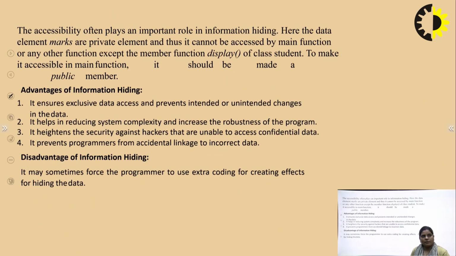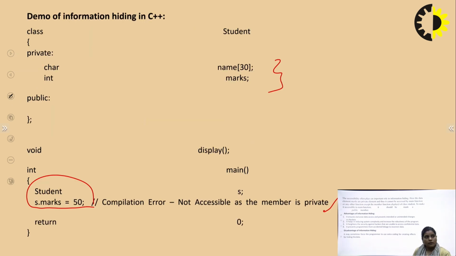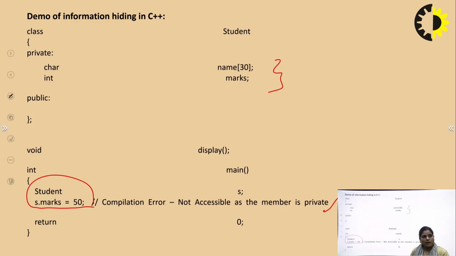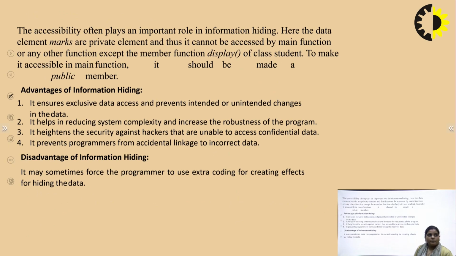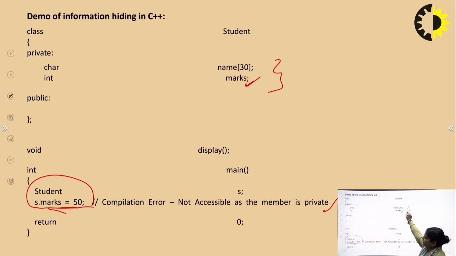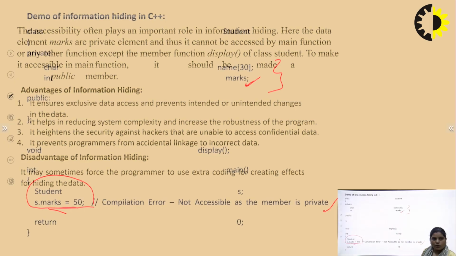So accessibility plays an important role in information hiding. In the above example, the data element marks is private. That is why the compilation error is shown, because that particular part is private. When we try to access it from the main function or any function other than the member function display of class Student, it does not run properly and shows a compilation error. To make it accessible in the main function, it should be made a public member. When we declare it as public, only then will the program run.